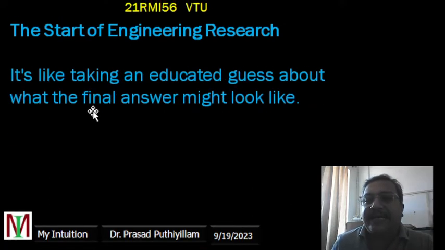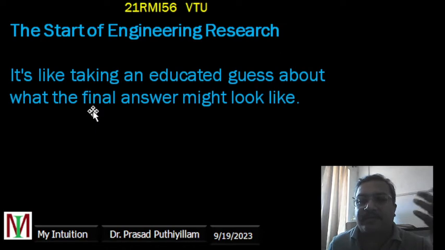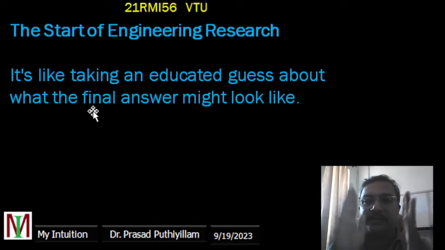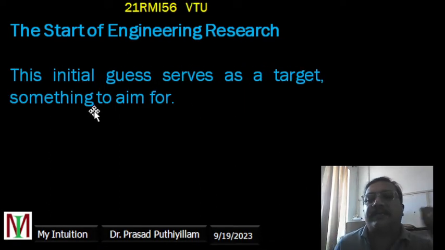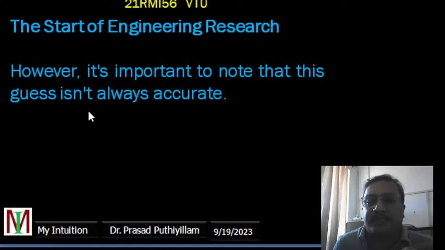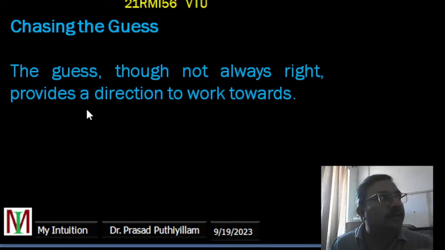So it's like taking an educated guess. Educated guess means that based on the theoretical knowledge we have, or the circumstantial evidence we have, we are guessing that this may be the final answer, so that we can proceed. This initial guess always serves as a target to aim for. That is how we start a research. However, it is important to note that this guess isn't always accurate. The guess only provides the direction to work towards achieving that particular goal.